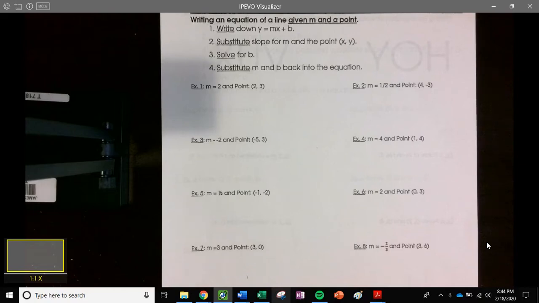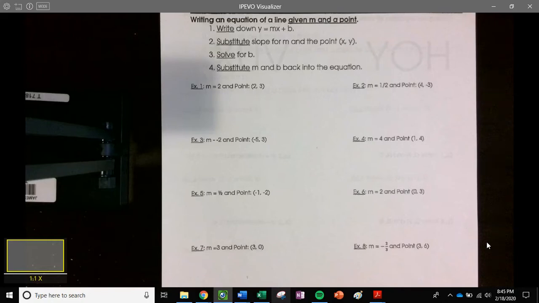Okay, so we are talking today. Last night, you should have watched a video that was part one of writing the equations of lines. You should have taken your notes on how to write an equation of a line if you're given slope and the y-intercept. So today we're going to talk about how to write an equation of a line if you are given m and a point, and also how to write the equation of a line if you're given 2 points.